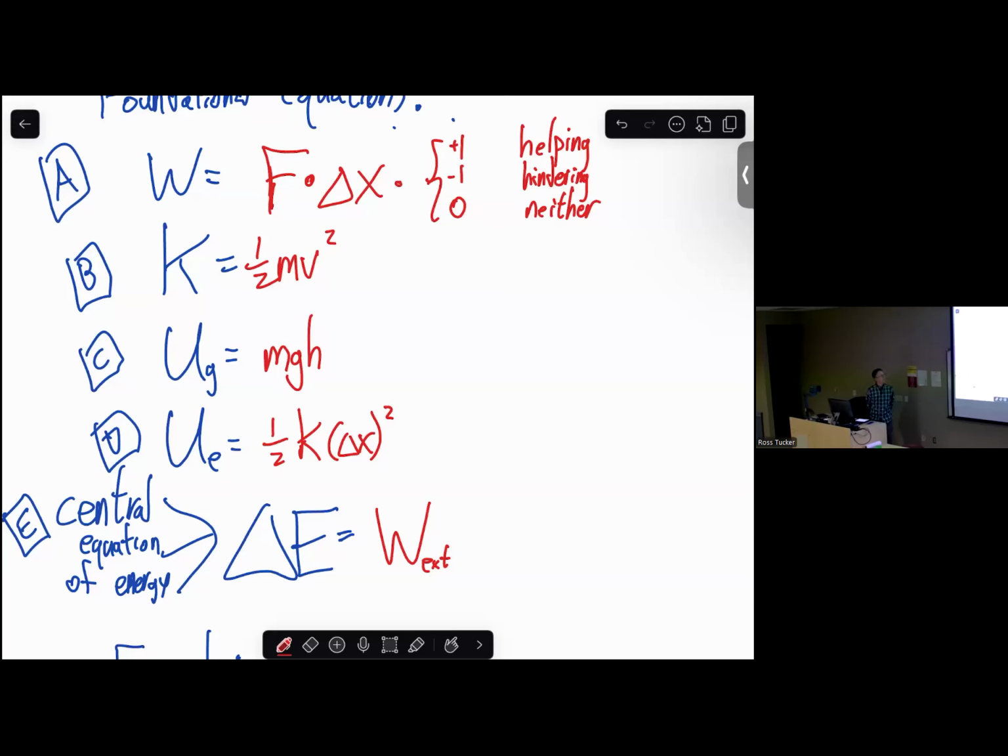And in lightning review, again, work is force times, really, if I'm talking about magnitudes, distance moved times a positive, negative, or zero factor, depending on what that force is doing for that displacement. Kinetic energy K is half mass times speed squared. Gravitational potential energy is your weight mg times the height you are sitting at relative to some origin, which must be internally consistent through the problem. Elastic or spring potential energy is half spring constant times the change in length of the spring squared.